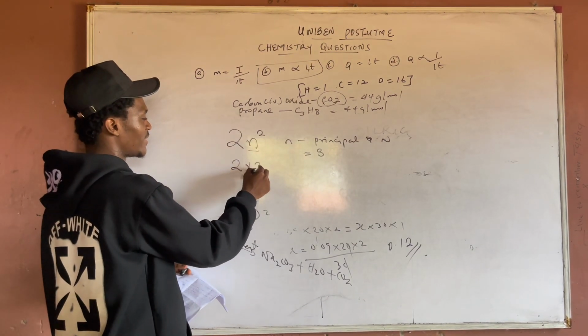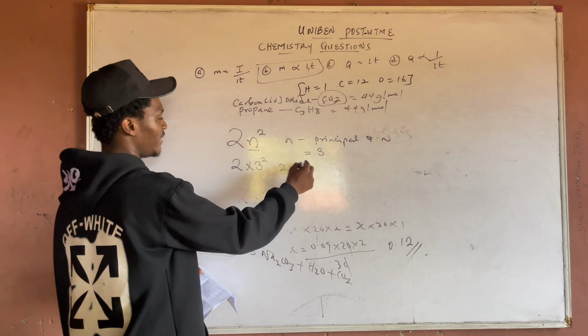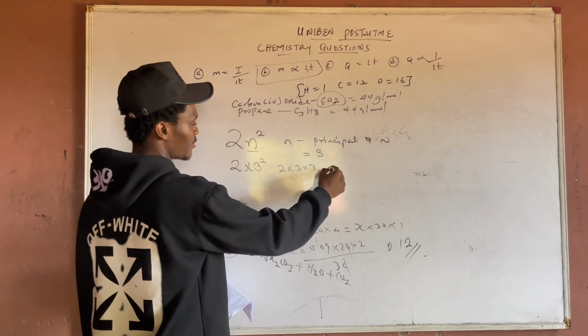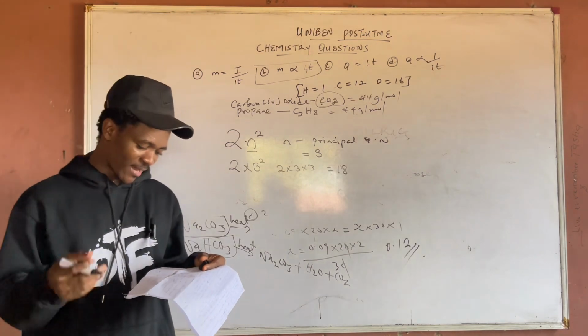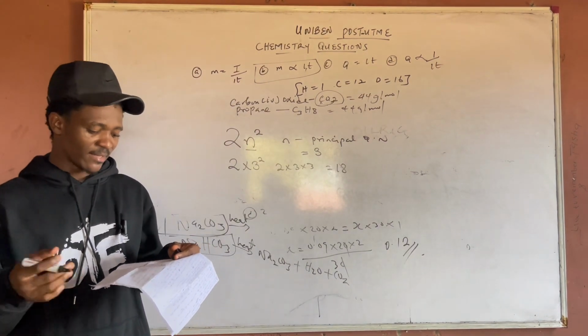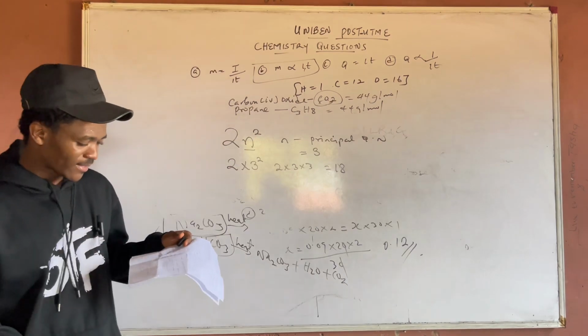That becomes 2 times 3 squared, which is 2 times 3 times 3. 3 times 3 is 9, times 2 is what? 18. So the correct option is the one that carries 18. The options are A 3, B 9, C 8, D 18. So the answer is 18.